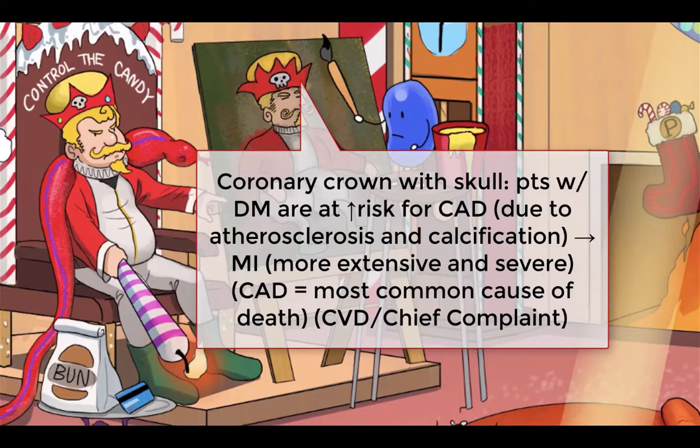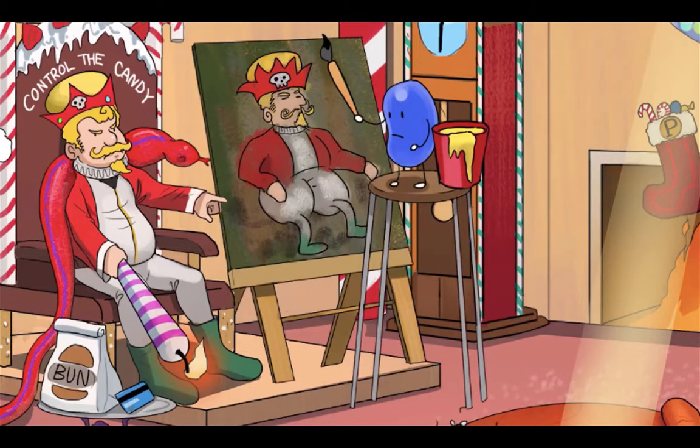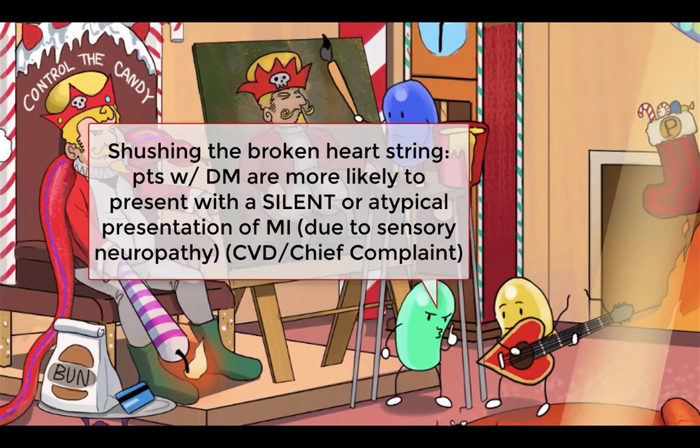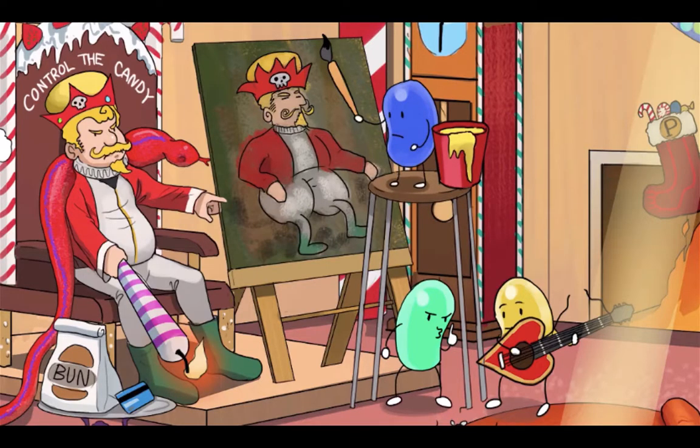For these reasons, coronary artery disease is the most common cause of death in patients with diabetes, which is why we've put a skull on the king's clogged coronary crown. There should be a low threshold for ordering troponin because patients with diabetes are more likely to present with a silent or atypical presentation of MI due to sensory neuropathy. For more information on the clinical presentation of coronary artery disease, check out our cardiology unit.